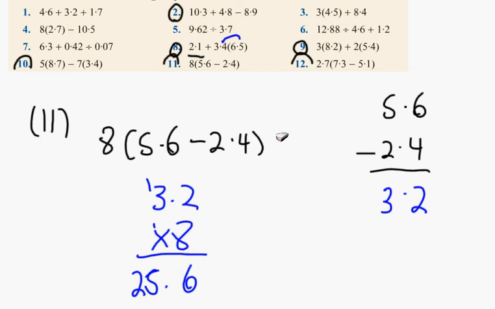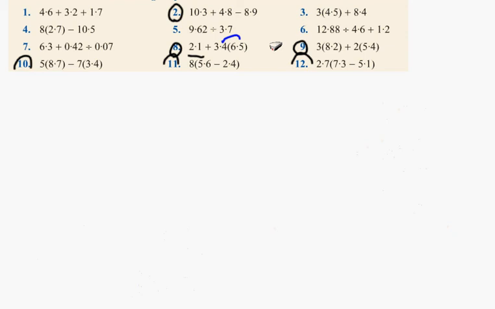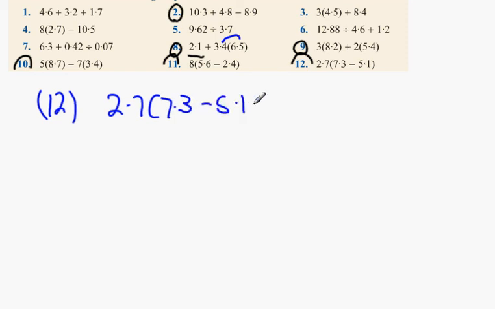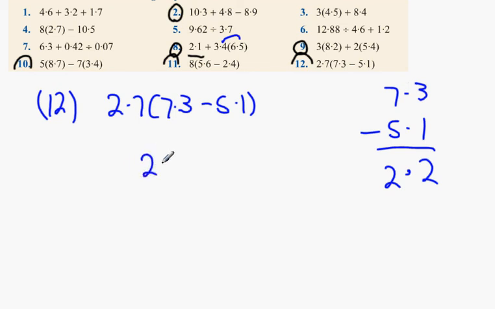We're going to get Luke in here. For number 12, Luke. Yeah, what do you do first? We'll do the brackets first. Which is? 7.3 minus 5.1. And then what do you get when you take them away, Luke? Alright, Sean's going to take over for you for a second. Sean, 3 minus 1? 7 minus 5? 2.2. Now multiplying 2.7 by 2.2.